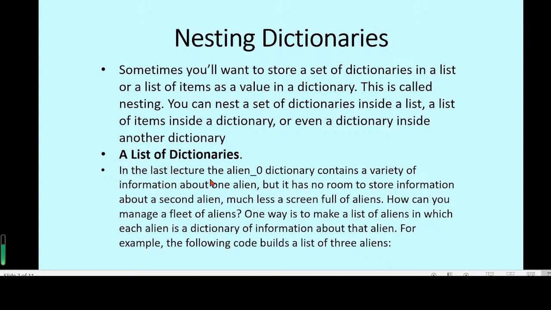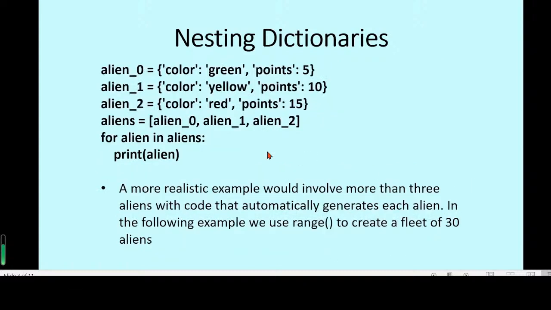In the last lecture, the alien_0 dictionary contains a variety of information about one alien, but it has no room to store information about a second alien, much less a screen full of aliens. How can you manage a fleet of aliens? One way is to make a list of aliens in which each alien is a dictionary of information about that alien. For example, the following code builds a list of 3 aliens.